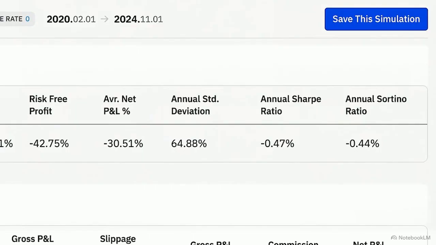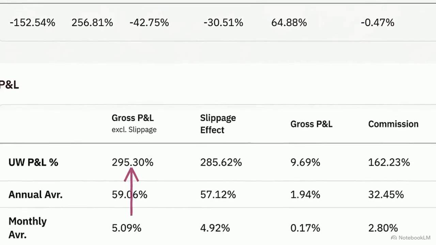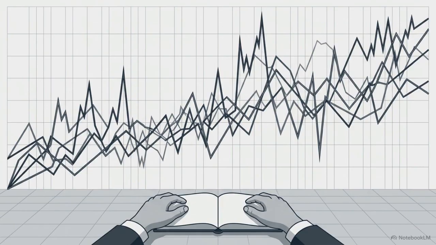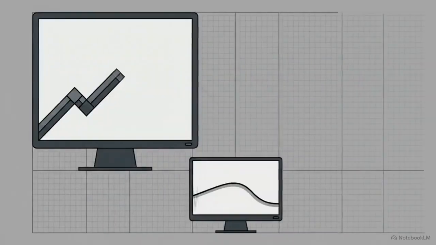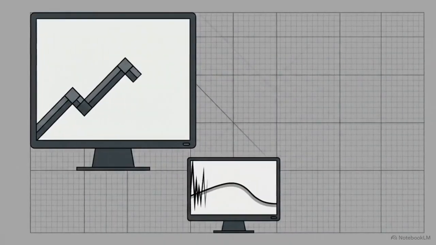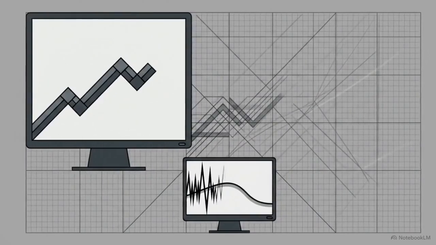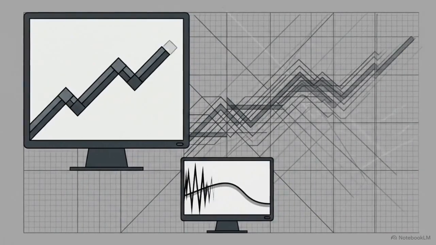Here on the simulation results screen, negative values in the annual Sharpe and Sortino ratio columns act as immediate warning signs. The strategy is statistically unsafe, regardless of what the gross P&L might say. A master algorithmic trader avoids chasing the highest potential returns. By relying on Sharpe and Sortino ratios, they engineer strategies designed to survive, scale, and generate wealth safely over the long term.